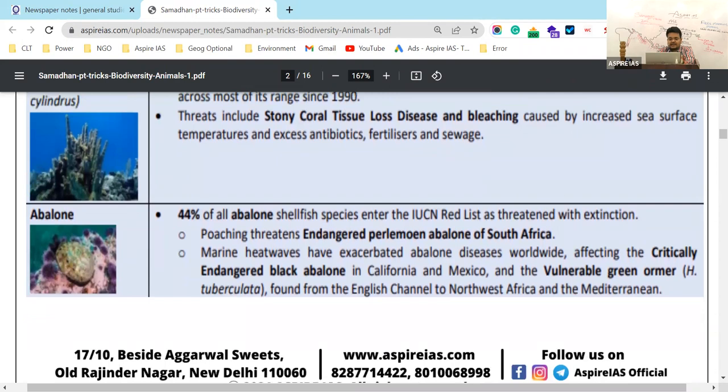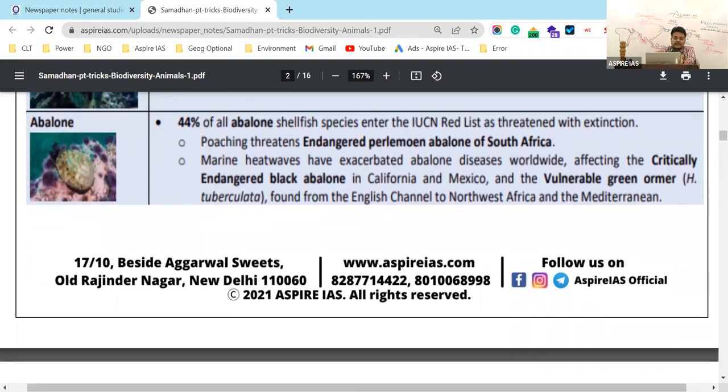And they are mainly lost due to stony coral tissue loss disease as well as bleaching. Then abalone, 44% of abalone shellfish. So abalone is a shellfish. They have also entered into the IUCN list as threatened with extinction. So they are threatened and close to extinction.